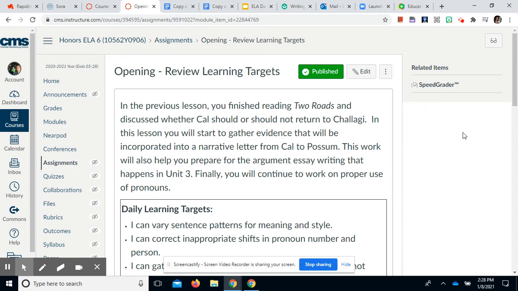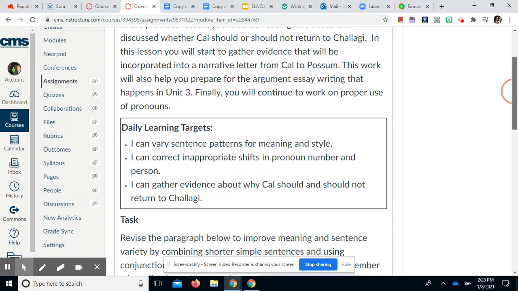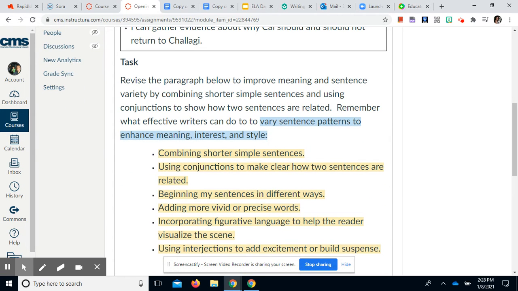So, our learning targets for today: I can vary sentence patterns for meaning and style. I can correct inappropriate shifts in pronoun, number, and person. I can gather evidence about why Cal should and should not return to Challagi. The task they've given us is to look at the paragraph below and to revise it to improve meaning and sentence variety by combining shorter, simple sentences and using conjunctions to show how 2 sentences are related.